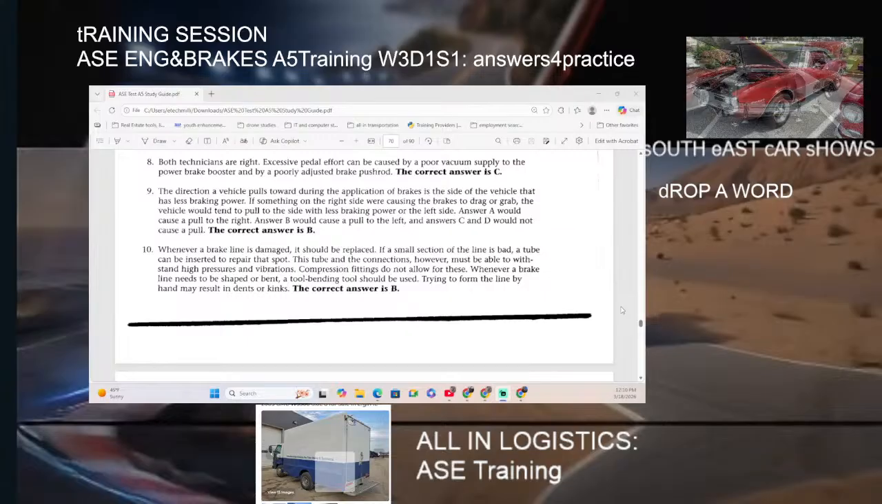Answer B would cause a pull to the left, and answers C and D would not cause a pull. The correct answer is B.